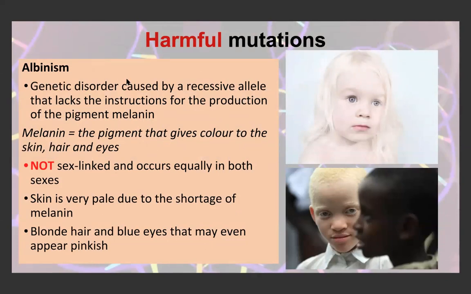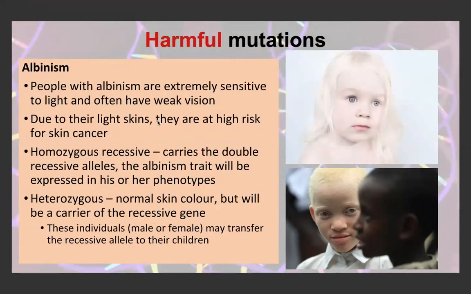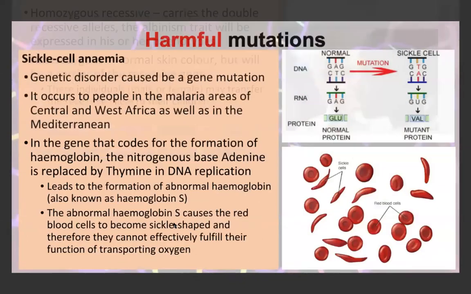Albinism isn't sex-linked. It occurs equally in males and females. The skin is very pale due to the shortage of melanin, and hair is blonde and eyes are blue. Eyes can even appear a little bit pinkish. People with albinism are extremely sensitive to light. They often have weak vision, and they're at high risk for skin cancer because their skin is so light. They obviously are homozygous recessive because they carry the double recessive alleles, and that's why albinism is expressed. If a person is heterozygous, they'll have the normal skin color, but they are a carrier of the recessive gene, so they can pass it on to their children.